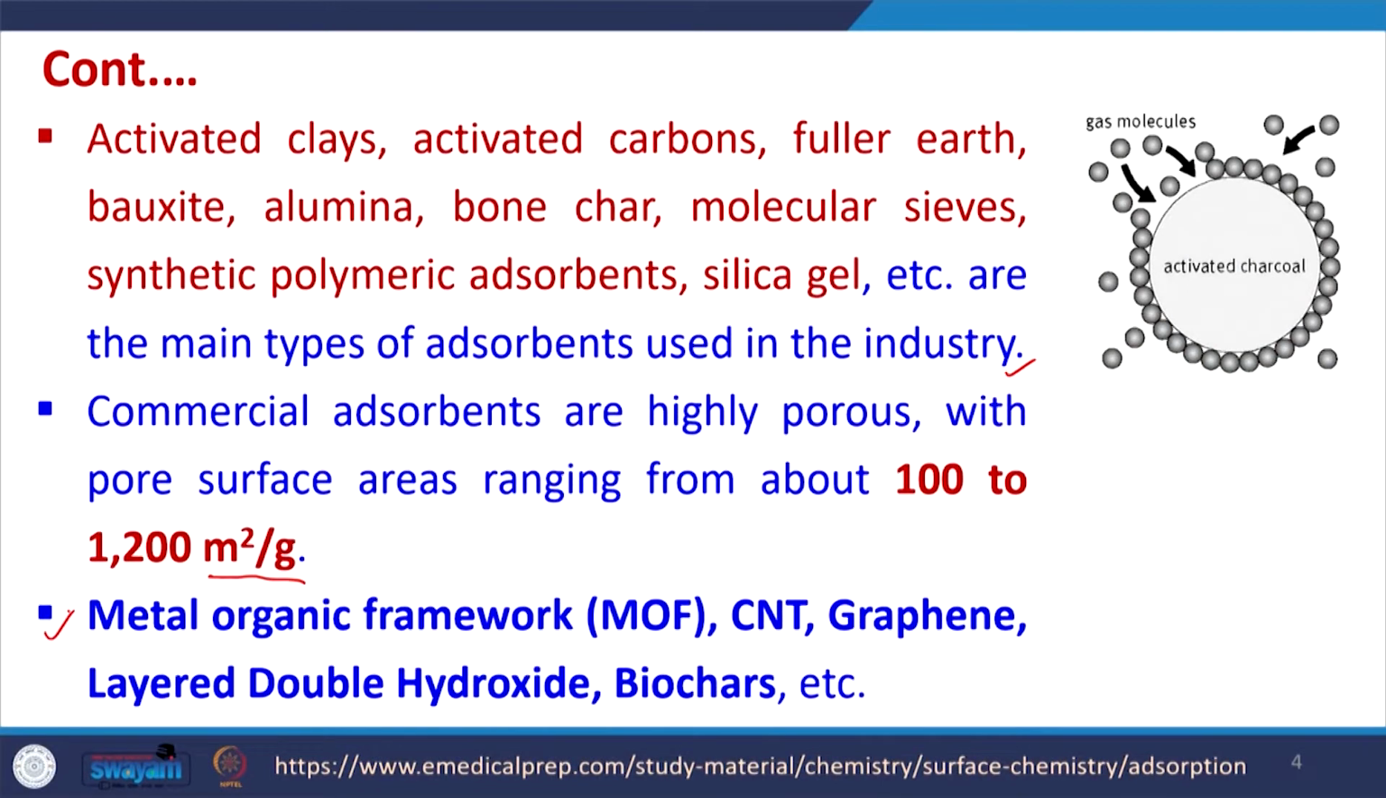So, many researchers all over the world are trying to develop or use new types of adsorbents for various water treatment as well as for gas separation etc. Some of these adsorbents include metal organic frameworks which may have surface area beyond 5000 or 6000 meter square per gram. Similarly, carbon nanotubes, graphene, graphene oxide, layered double hydroxides etc. are also being used and being developed by various researchers and industries for various applications.